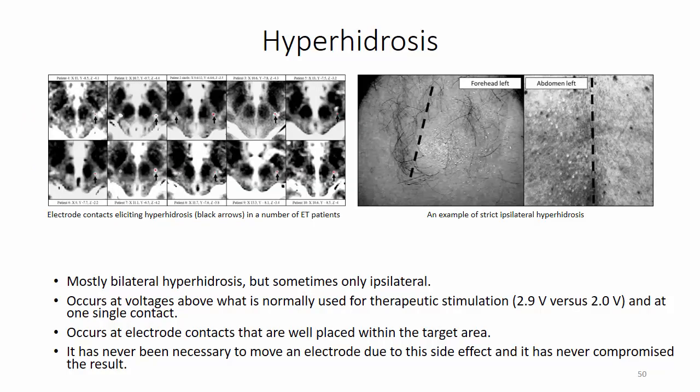Bilateral or ipsilateral hyperhidrosis is sometimes seen, but this occurs at voltages above what is normally used for therapeutic stimulation and typically at one single contact. It occurs at electrode contacts that are well placed within the target area, and it has never been necessary to move an electrode due to this side effect, and it has never compromised the result.